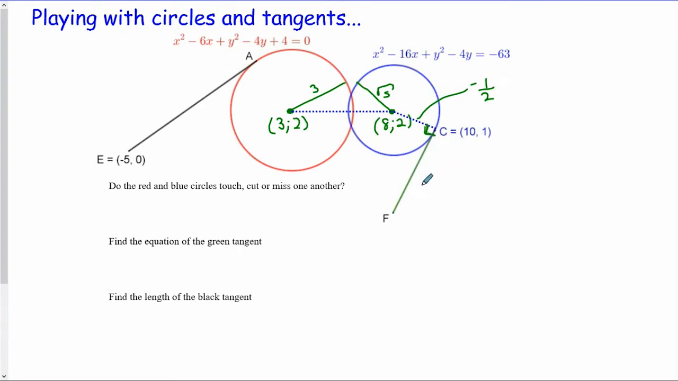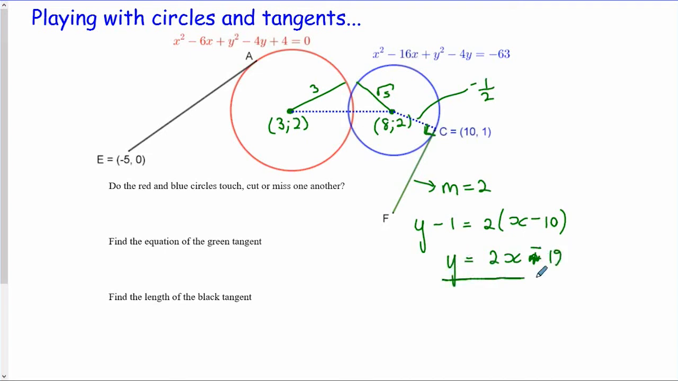Because the radius and the tangent are perpendicular, remember, to find a perpendicular gradient, we turn it over and change the sign. So in fact, this tangent has got a gradient of 2. And now I'm going to use my y minus a y value is the gradient times x minus the x value. And so I get y equals 2x, I get minus 20 here, plus 1. Sorry, minus 20 plus 1 is minus 19. That's the equation of the green tangent.